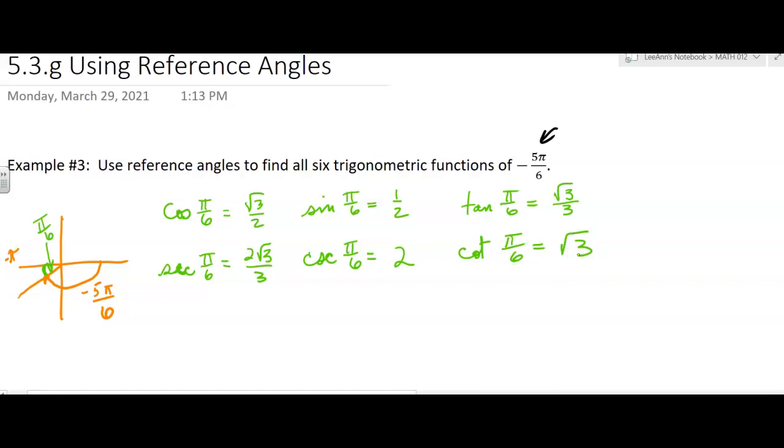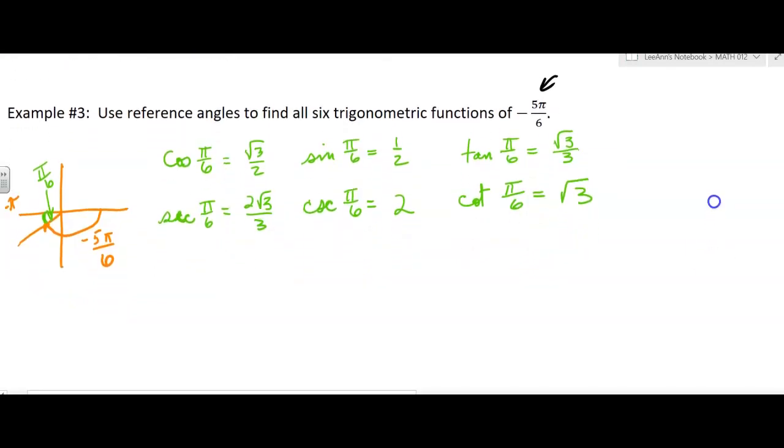Now, that is the information for the reference angle pi over 6. That's not what we're finding. We're finding the functions for negative 5 pi over 6. So what we need to do is use this information, but make the correct ones positive and the correct ones negative. You're in the third quadrant, so what will be positive? Tangent will be positive, and cotangent will be positive. Everything else is going to be negative.